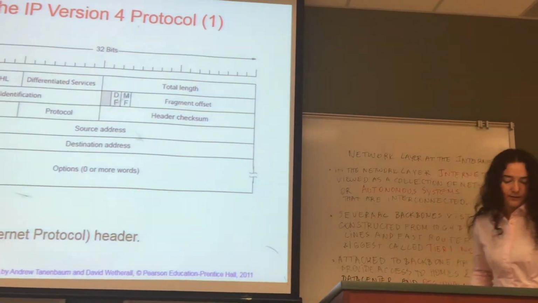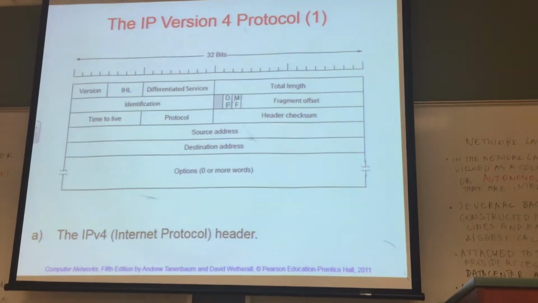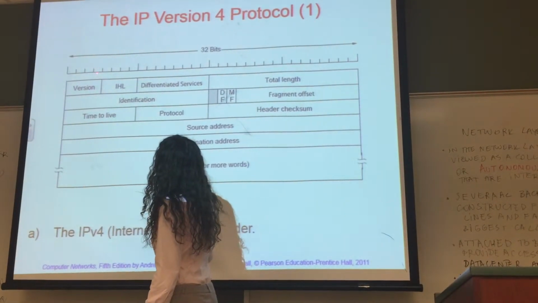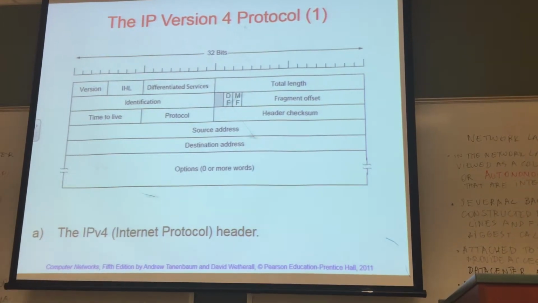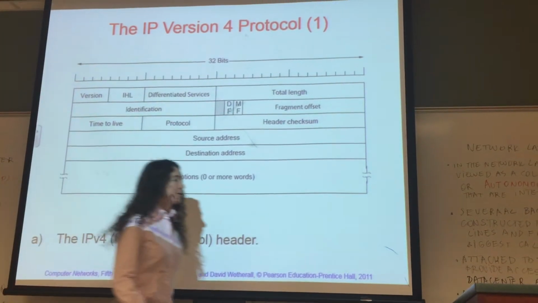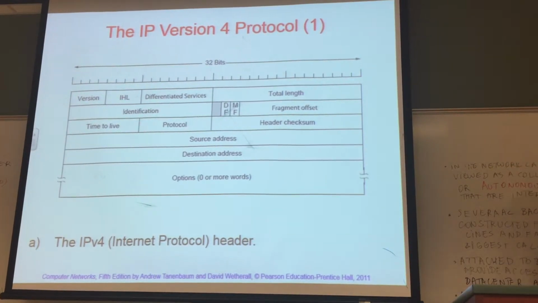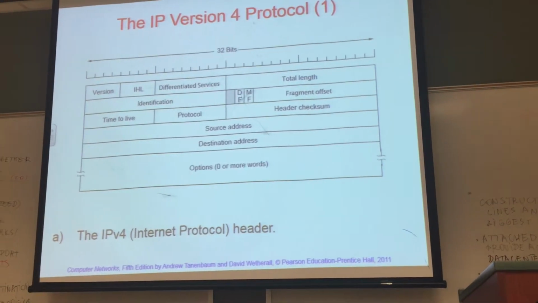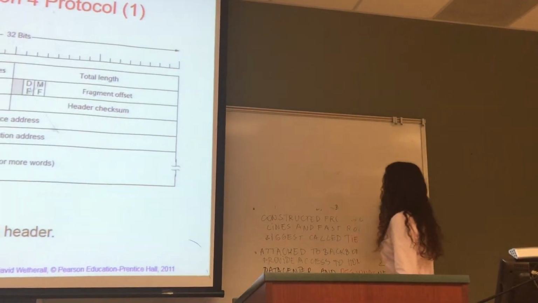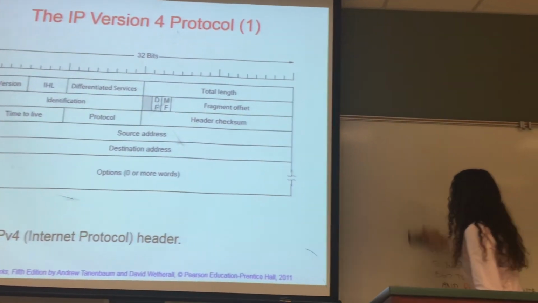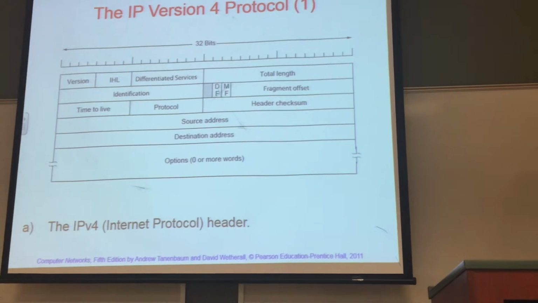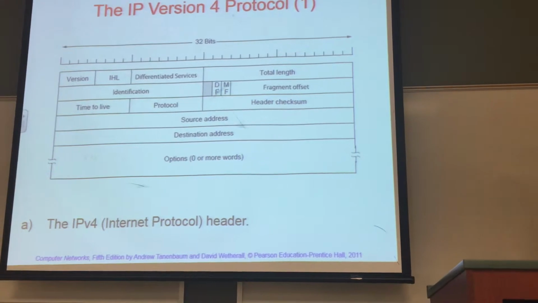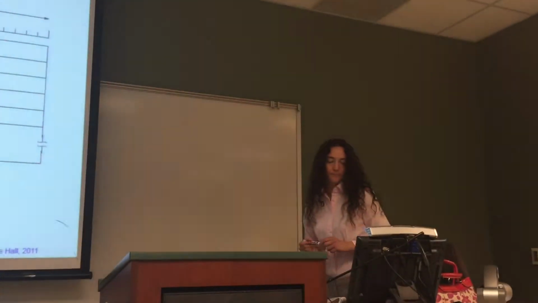Other fields that it contains is the version, which is that first field. It takes 1, 2, 3, 4 bits. It will specify either version 4 or version 6. Right now, we don't have any other versions. Version 5 was just a prototype, so it never made it into a real protocol. So the next real version we have is version 6.